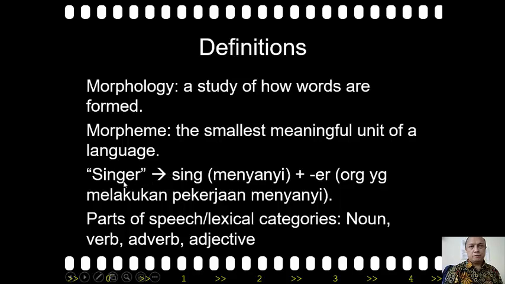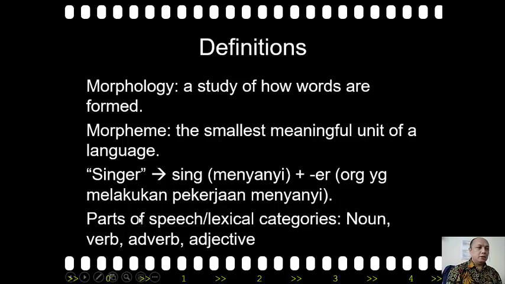So for example, if I have the word singer, here the word sing is a morpheme, which means menyanyi, right? So this has a meaning. Plus er, ya, er means orang yang melakukan pekerjaan menyanyi itu. So er here is also a morpheme because it is the smallest unit and it carries meaning with it.